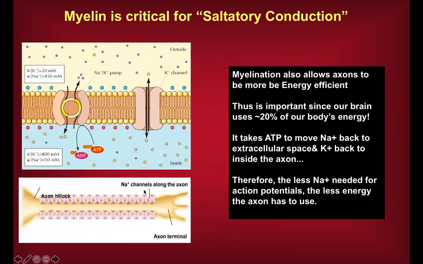So this myelination, not only does it increase the speed of conduction, it also makes the cells' signaling more energy efficient. And that's important because I've told you that the brain uses 20% of our body's energy. And so you need ATP to move sodium back into the extracellular space and potassium back inside the axon. When you have myelination, there's less sodium needed for action potential. So it's, again, Dr. McTighe, when she provides us lectures on this, which I don't think she's doing this year, but normally she does, she'll talk about this being green energy.